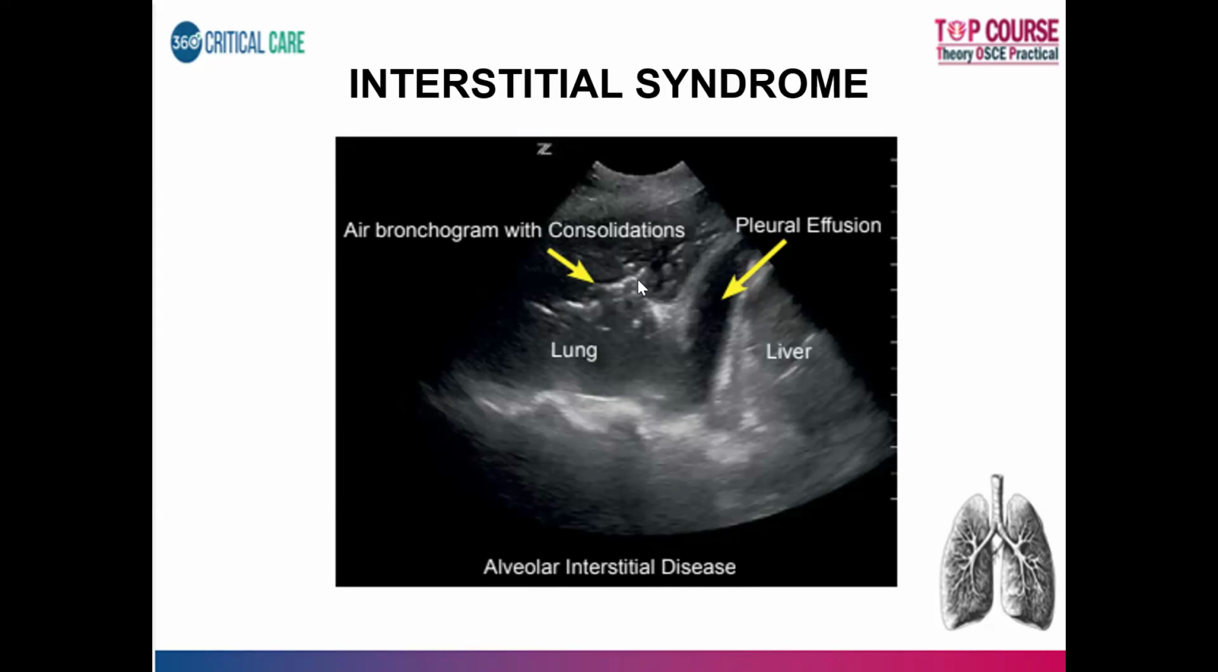So we are seeing some B lines, air bronchograms, consolidation, and also pleural effusion. All of this gives us an idea about a lot of pathology, right? That's the reason this point becomes more beneficial when we are trying to diagnose something very quickly.